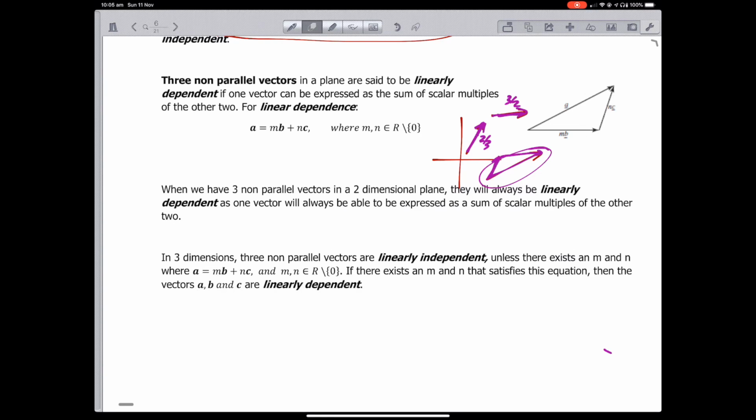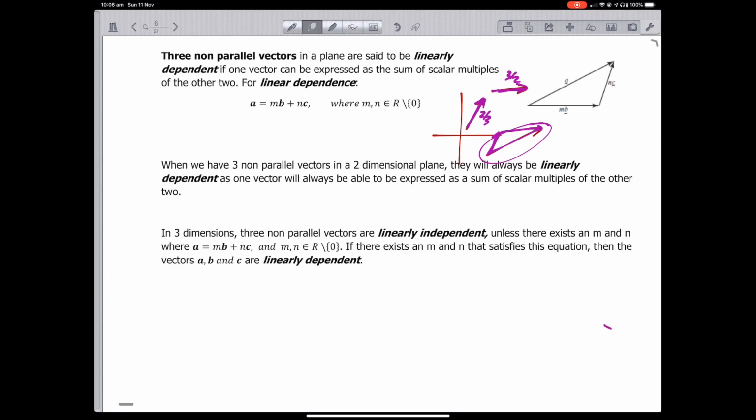Okay, so that's three non-parallel vectors. They're linearly dependent if you can express two of them as scalar multiples, add them together, and they equal the third vector. If you've got three vectors and none of them are parallel, with two of those vectors I can span the whole two-dimensional plane, I can make up any vector by adding them together. Likewise, if I use these two, I can do the same, and if I use these two, I can do the same. So they will be linearly dependent. If they can't span the whole plane, then they're linearly independent.